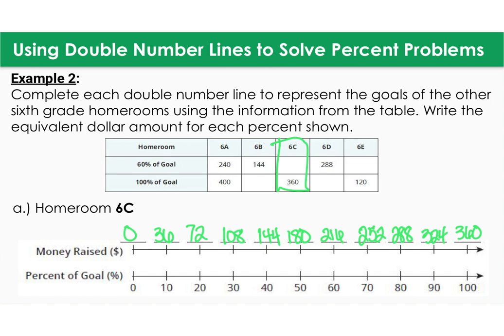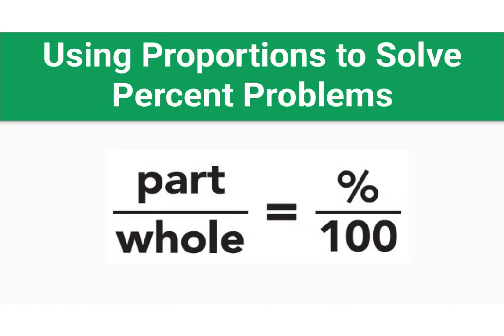So 60% of the money of the goal would then be $216. So using proportions to solve percents, we have an equation that we use. It's part over the whole equals percent over 100. And I am going to teach you how to use that.